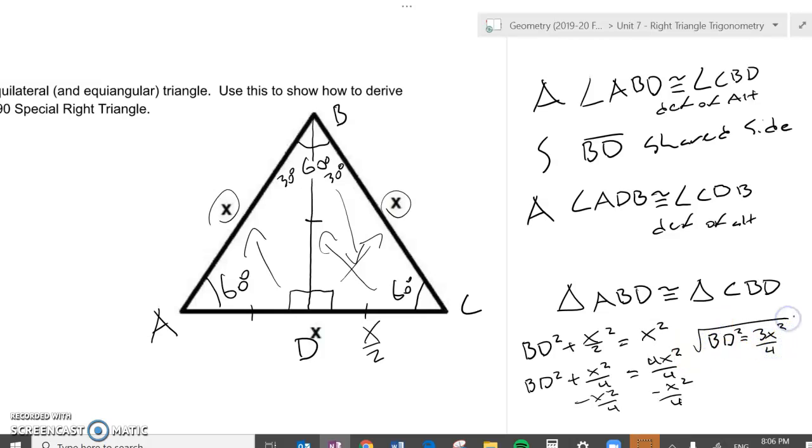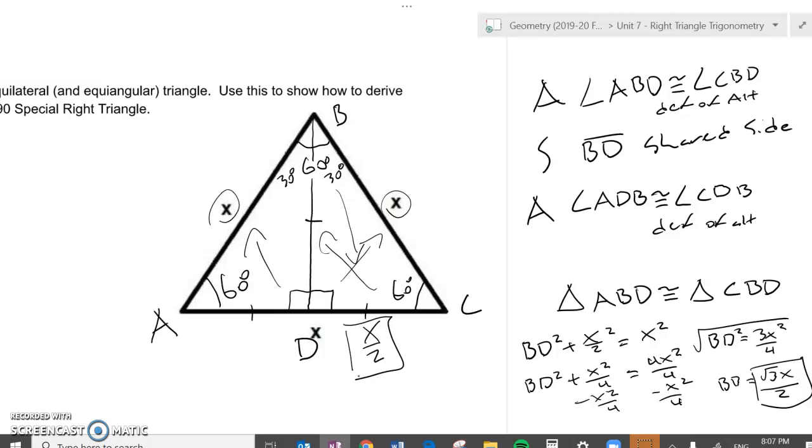Now we're going to square root the entire thing. So we have BD equals the square root of 3, or root 3 x over 2. And so, yeah, now we have all our three side lengths. We have root 3 times x over 2, we have x over 2, and then we have x.